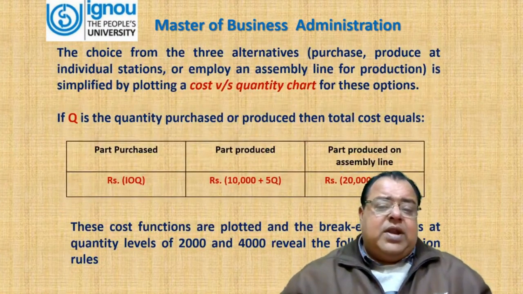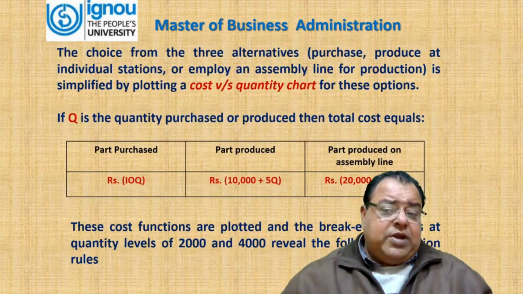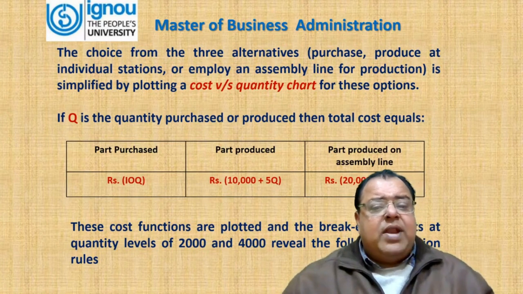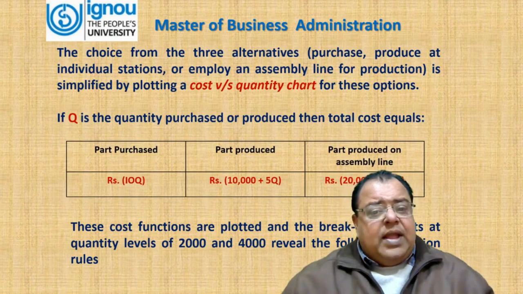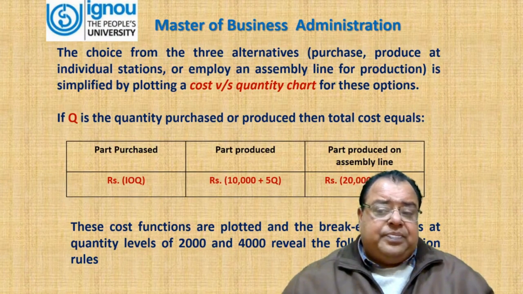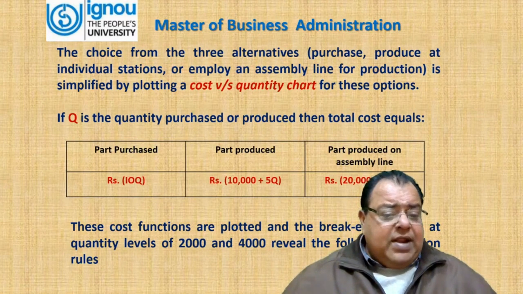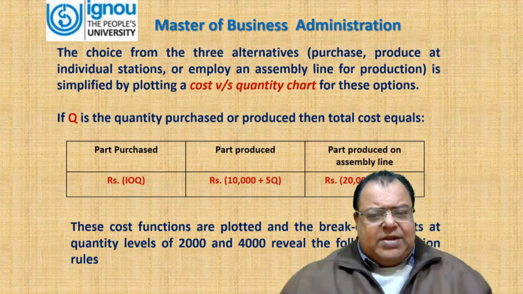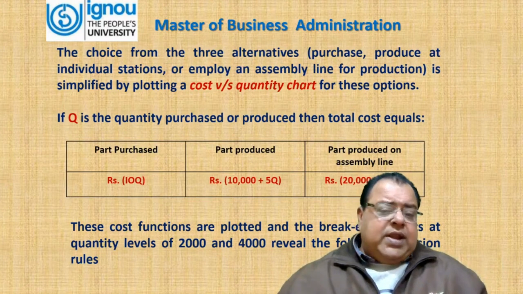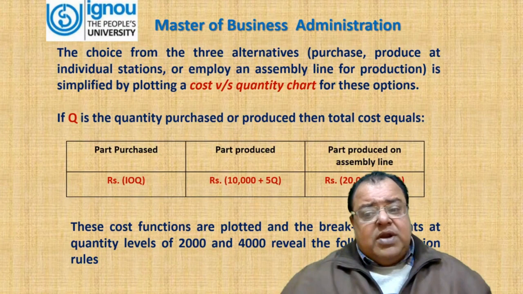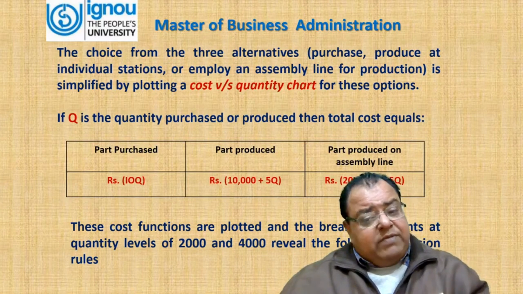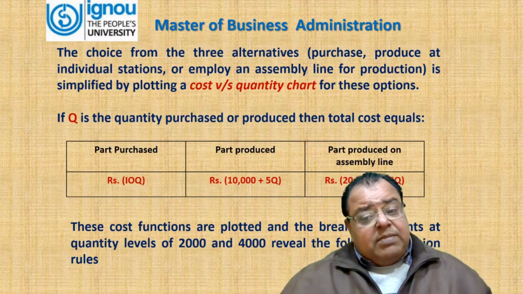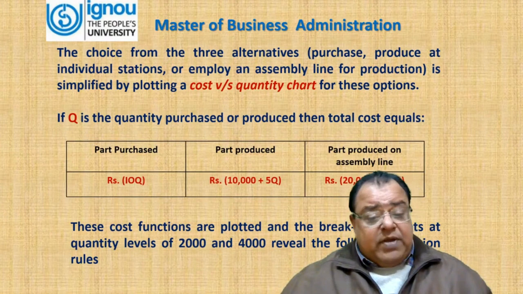The choice is from three alternatives: purchase the product, produce it at an individual station, or employ an assembly line for production. Three options are there, and we are converting this into a mathematical relation. If Q is the quantity purchased or produced, the total cost equals: part purchased, that is 10Q; part produced at an individual station, that is 10,000 plus 5Q; and the part produced on an assembly line, it is 20,000 plus 2.5Q.